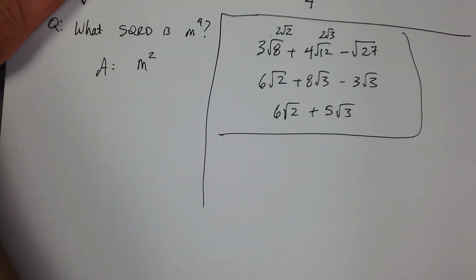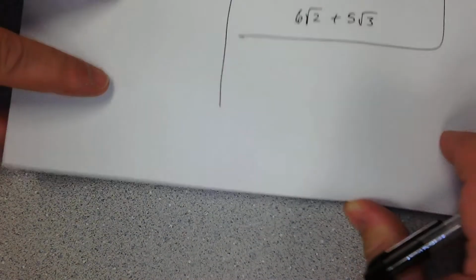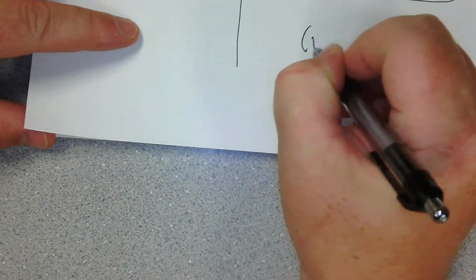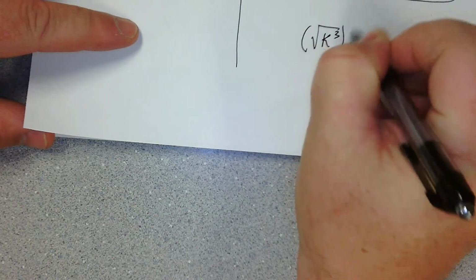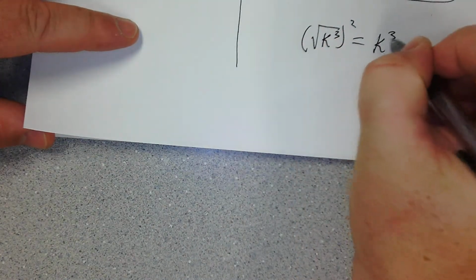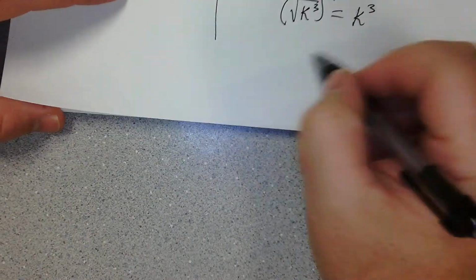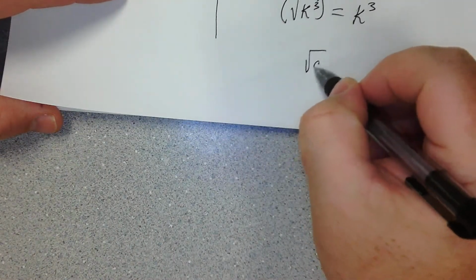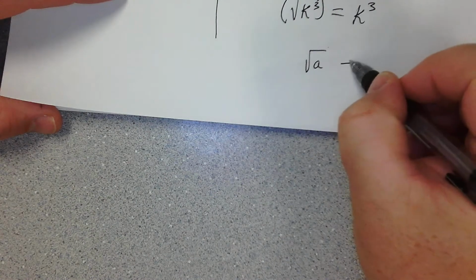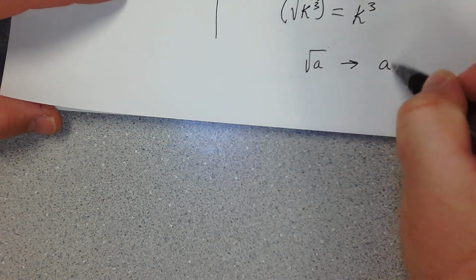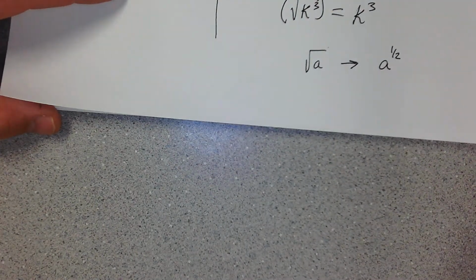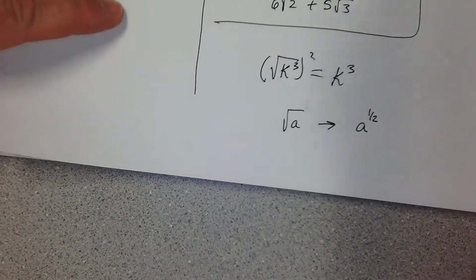Man, this is fantastic. Okay, the next one says to simplify the square root of k cubed, squared. Well, that's k cubed. Now, here's one of the things you might not know. The square root of a, this square root is an exponent. That's the same as a to the power of 1/2. Very, very true.